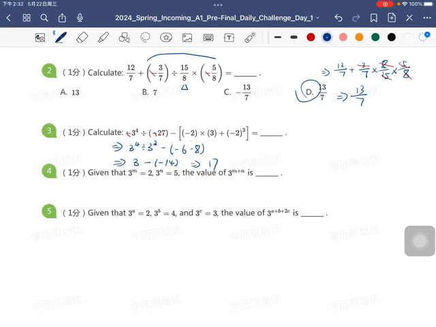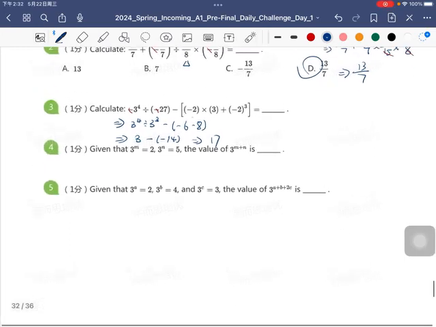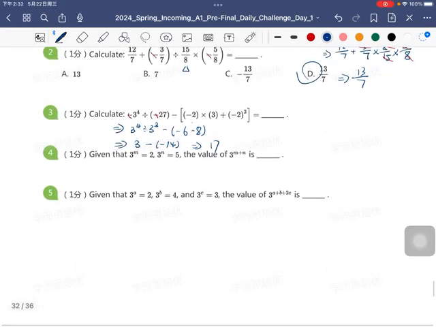Alright, and now let's take a look at question 4. Given that 3 to the power of m is equal to 2, 3 to the power of n is equal to 5, what's the value of 3 to the power of m plus n? Noticing here, we're using the product rule, right? 3 to the power of m plus n is equal to 3 to the power of m times 3 to the power of n, okay? So it's basically 2 times 5, so that equals 10, okay?